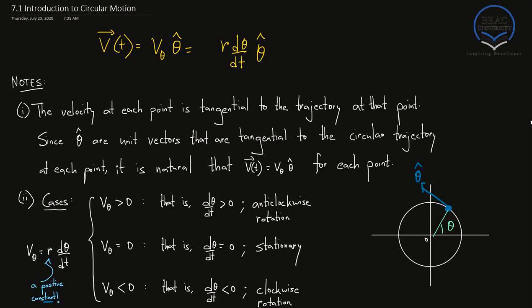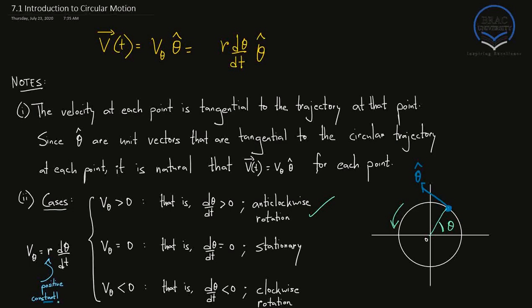Now, because v theta is a constant, it could take on values greater than 0, or v theta equal to 0, or v theta less than 0. Let's look at those cases one by one. Because v theta equals r d theta by dt, where r is a positive constant, what does that tell you? If v theta is greater than 0, that means that d theta by dt must be greater than 0. And what does d theta by dt greater than 0 mean? It means that this theta angle is increasing. How would theta angle increase? If the particle moves like this, right? So this would correspond to an anticlockwise rotation.